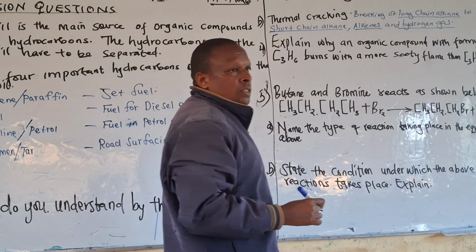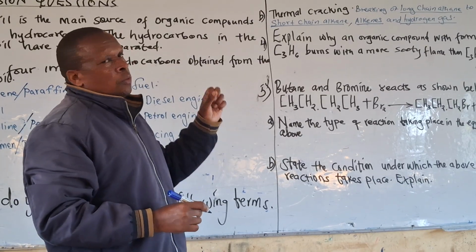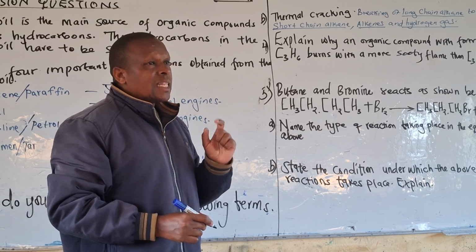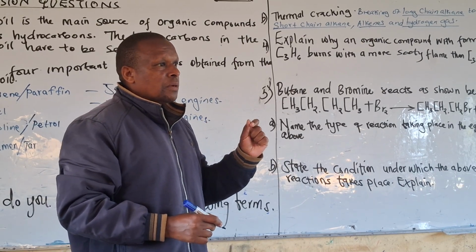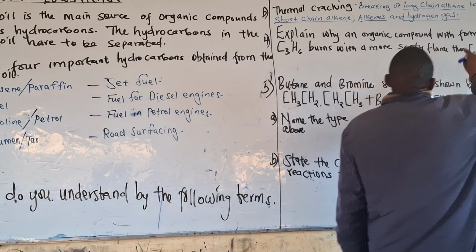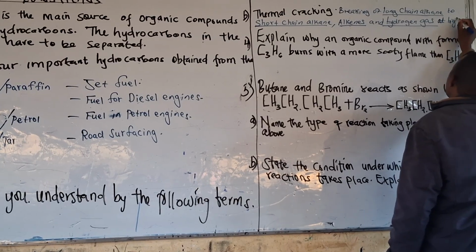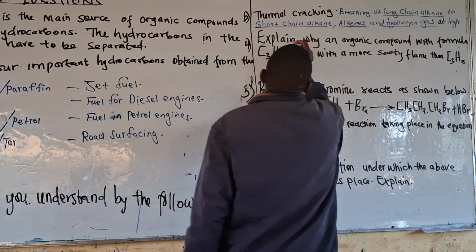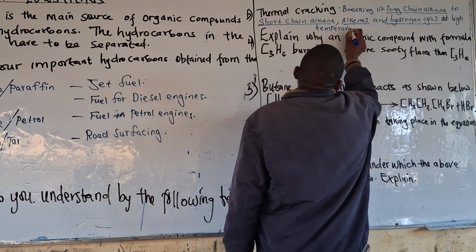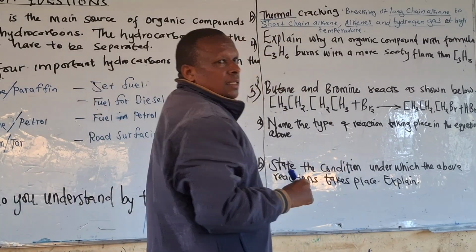Are you seeing that? So the long chain alkane is only 1 molecule. But when it is broken, what is produced? Short chain alkane, which is only what? 1. And then alkenes are more than 1. And then what you have again? Hydrogen. Okay? Now, this occurs at high temperature. So the temperature used in thermal cracking is high. Okay? Thermal means high temperature.